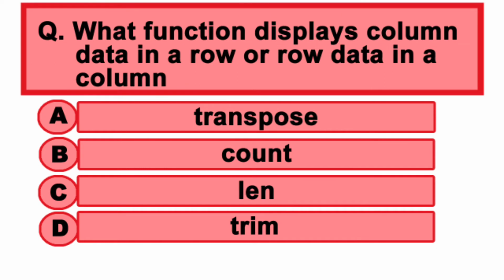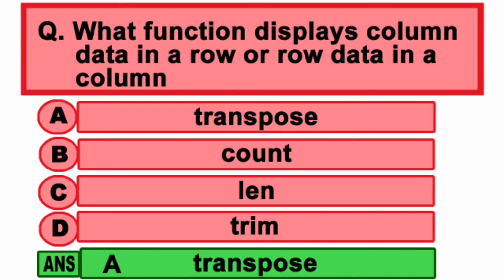What function displays row data in a column or column data in a row? A. Transpose, B. Count, C. Len, D. Trim. Transpose. It flips the vertical range to a horizontal range and flips horizontal range to a vertical range.